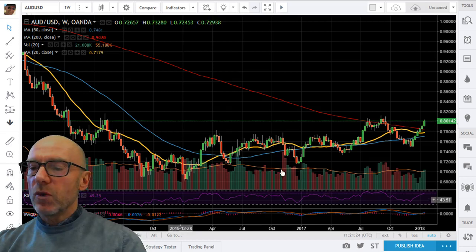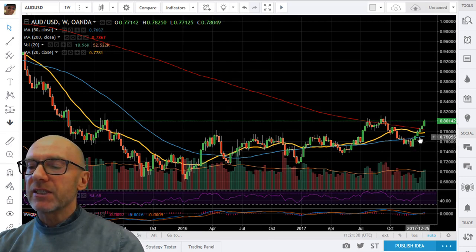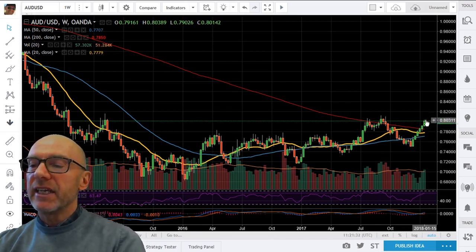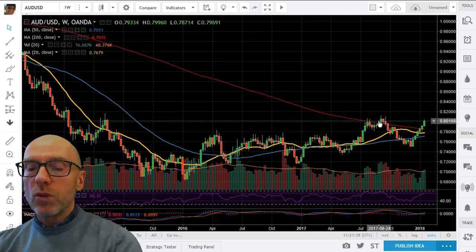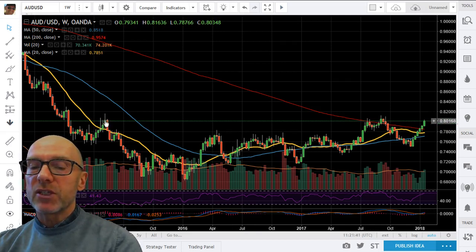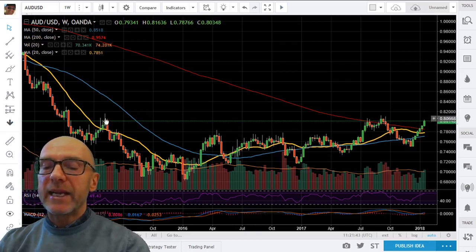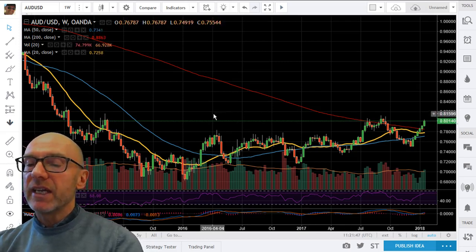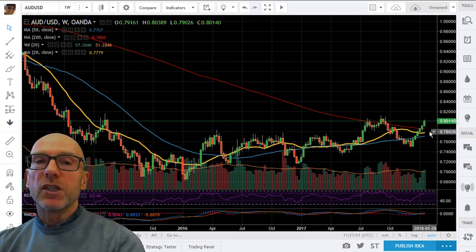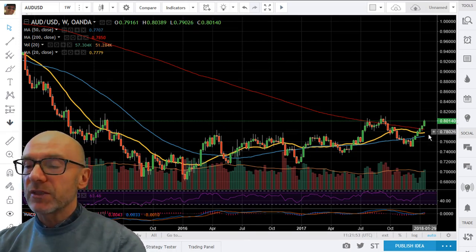So starting with the weekly, you can see that the rally over the last 6 weeks has taken the Aussie dollar right up to the resistance that we saw in September. Also, you can see that it represents the resistance that we saw back in May 2015, so could signify the upper boundary of that trading range. So be aware of that.